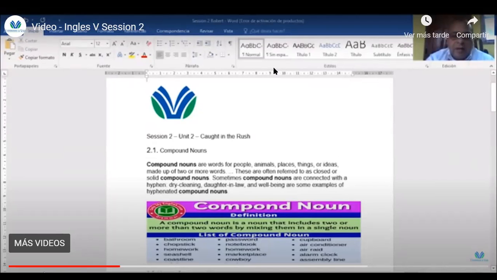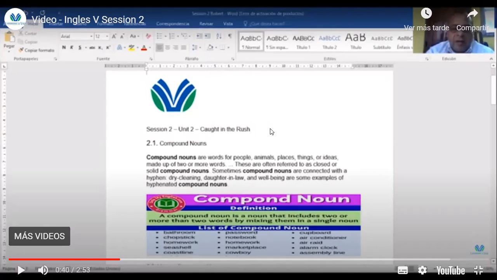Fine. Okay, excellent. So as I was explaining to you, we have the compound nouns that in English are words we use for people, animals, places, things, or ideas, and they are made up of two or more words. These are often referred to as closed or solid compound nouns. Sometimes, let's remember that compound nouns are connected with a hyphen: dry cleaning, daughter-in-law. It's like in Spanish, las palabras compuestas. So it's kind of that. That is the compound noun when it comes to English. Okay, so that is our first content of the session.